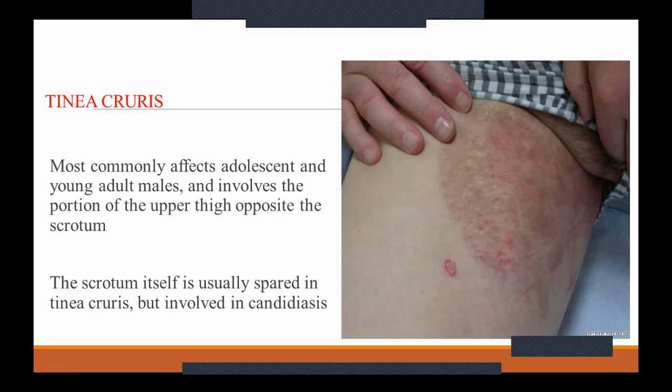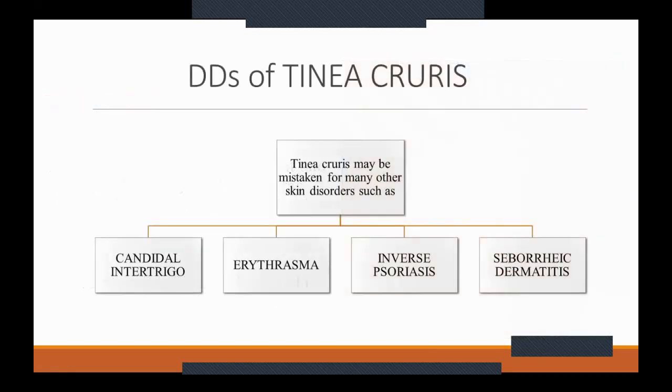But this is not the case in candidiasis. Candidiasis is also a superficial fungal infection, but it presents with an erythematous rash over the groin area, and there are satellite lesions. We'll see that later in this slide. But the scrotum might be involved in candidiasis, which is not the case in the maximum number of Tinea cruris patients. And when we come to the differential diagnosis of Tinea cruris, we have candidal intertrigo, as I was talking about. We have a bacterial infection called erythrasma. Then we have inverse psoriasis, and we have seborrheic dermatitis.